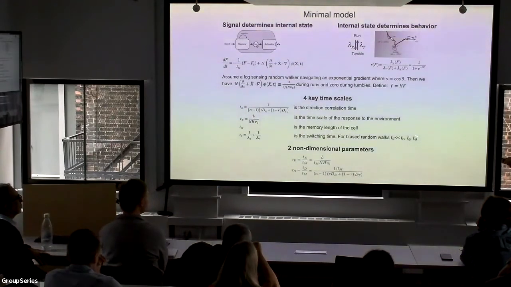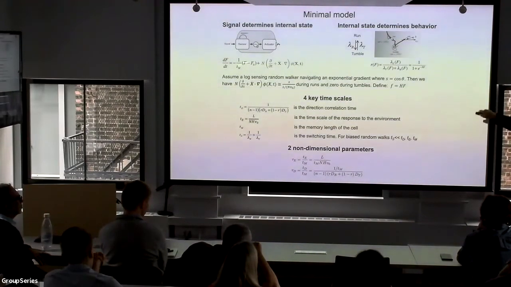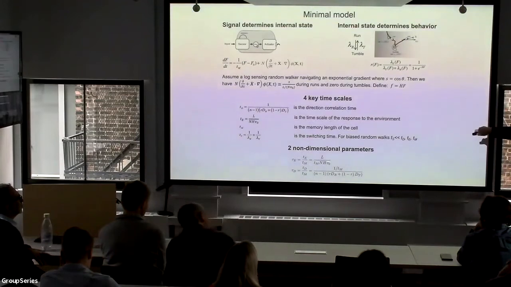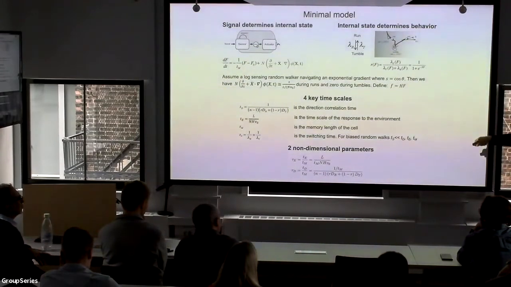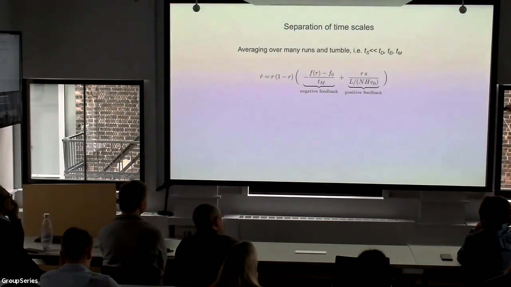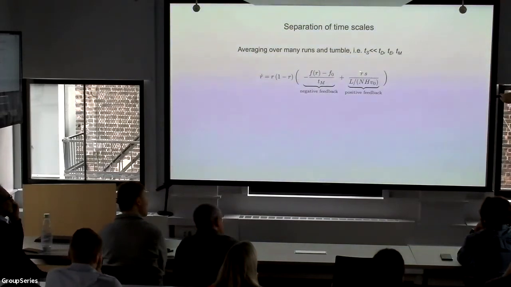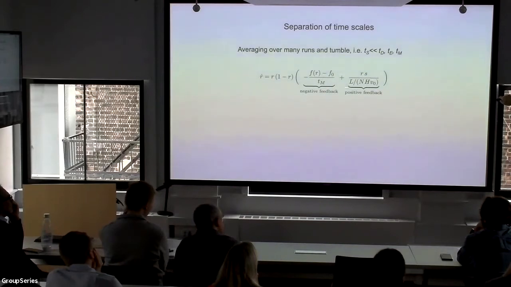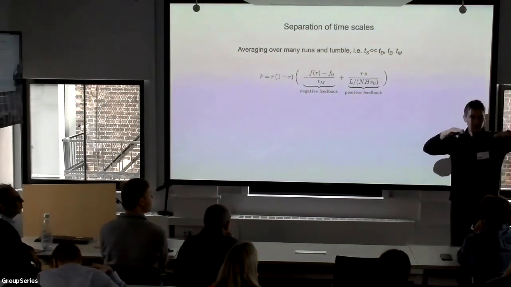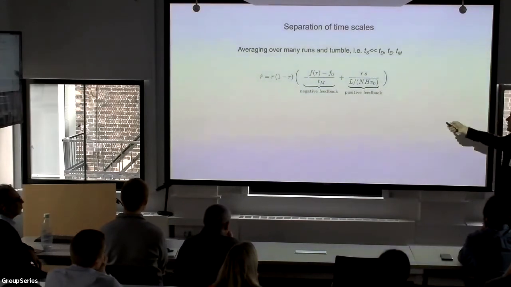Because there are three timescales, we can define two non-dimensional parameters. We're going to use as the unit of time the memory duration, the relaxation time of the internal state. Then tau E is the timescale of the response to the environment in these units, and tau D is the decorrelation time. If you rewrite this problem and take a derivative, you get an equation like this, where the change in the probability to run has a term R times R. Here you have this positive feedback. And there are two terms, a negative feedback which has to do with the adaptation. Adaptation is trying to bring f back down to f0, but the gradient is bringing you away from that f0.